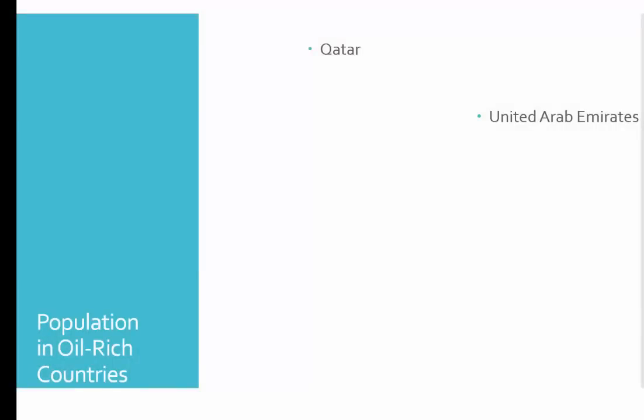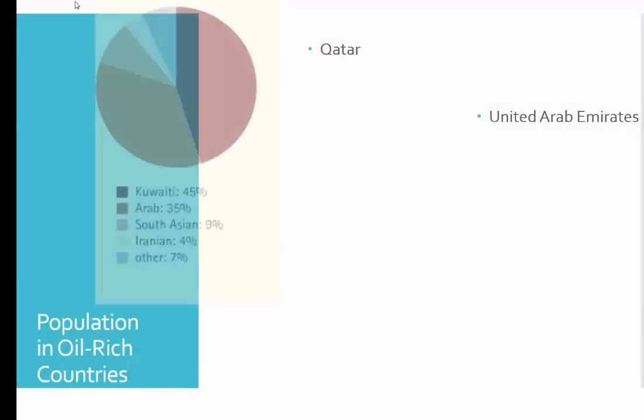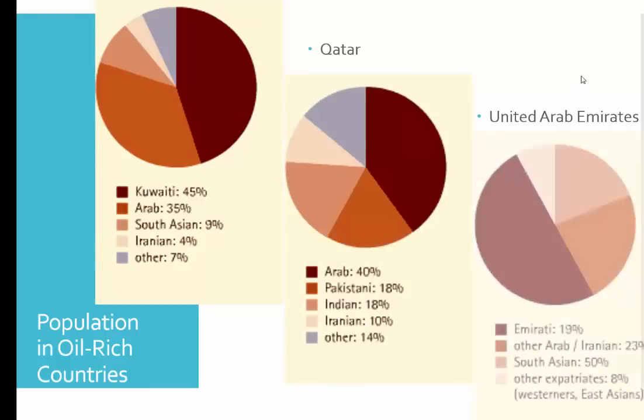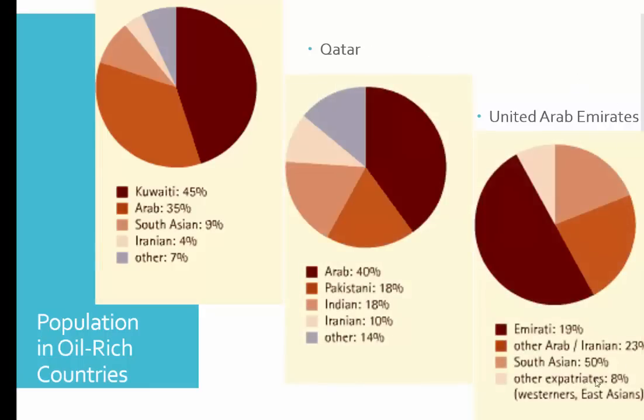So when we look at the population of oil-rich countries such as Kuwait, Qatar, and the United Arab Emirates, we see that there's a much larger percentage of people who are not native. So if we pay attention to this graph showing us the population of Kuwait, only 45% of Kuwait's population are native Kuwaiti. The rest, 35%, are Arabs from other nations who have come to work in Kuwait. We have South Asians, people from the countries of Pakistan, Bangladesh, India, who've also come to Kuwait.